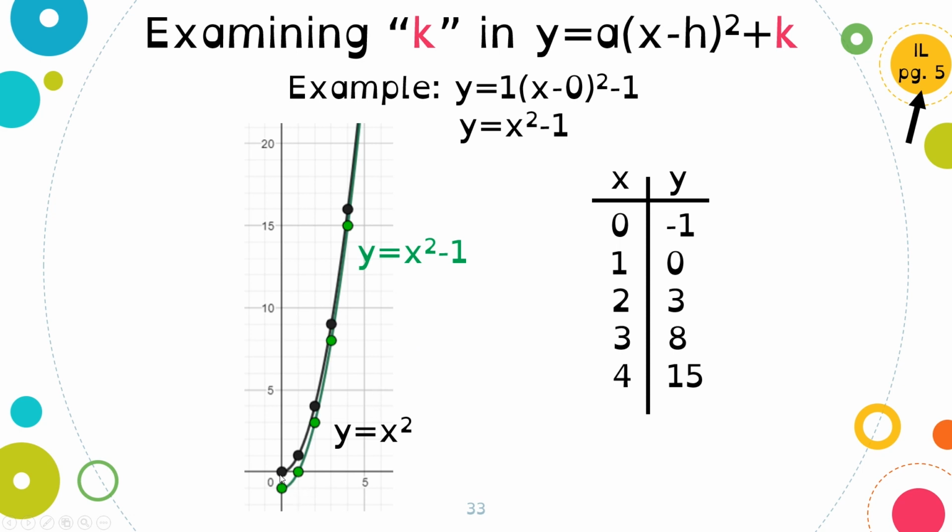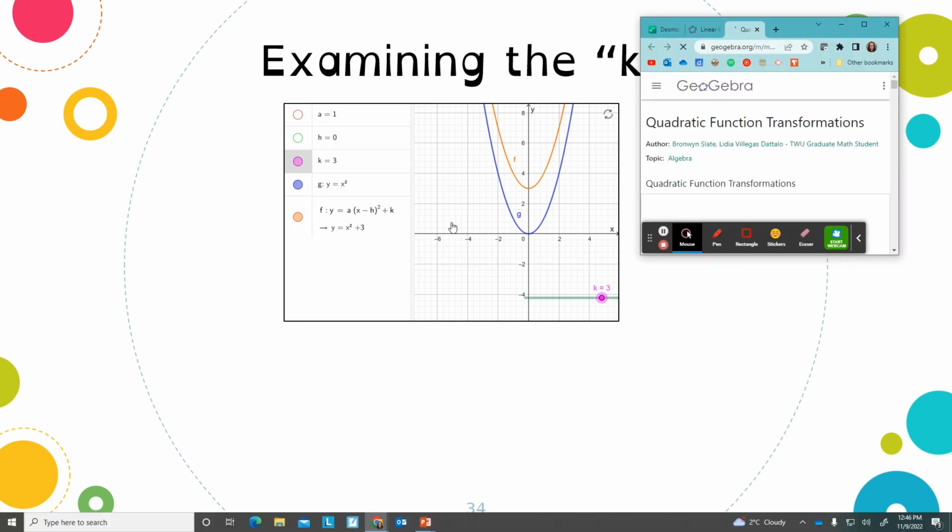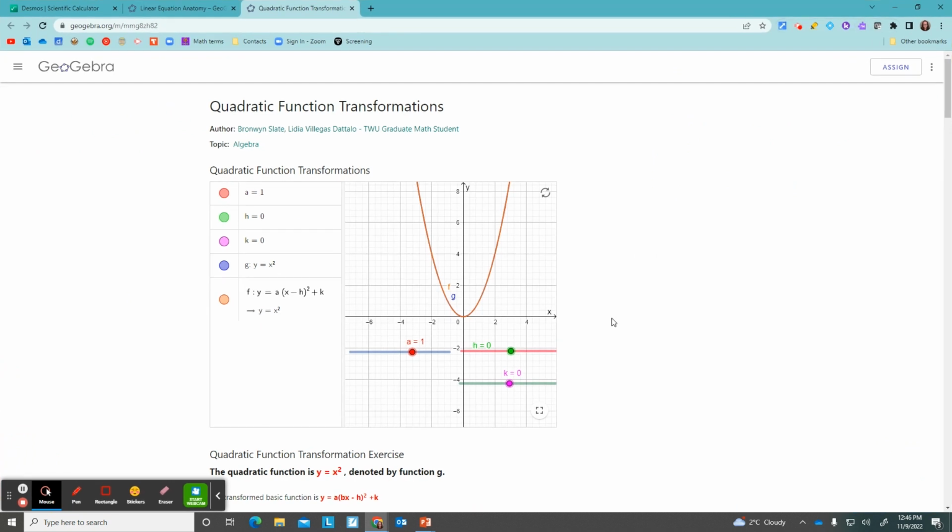So if we were to graph that, our black one is our parent function, y equals x squared, but we can see each of our points has now shifted down for this green line, y equals x squared minus 1. All of our points have shifted, and we still have that parabola shape, but it's all been shifted down. So we could go through and do all of the numbers in the world, but that would be a lot. So instead, we're going to look at this GeoGebra application.